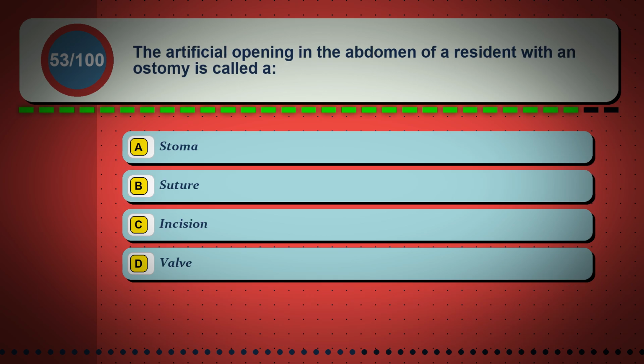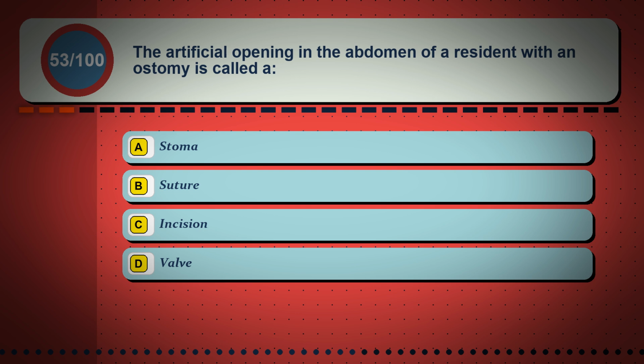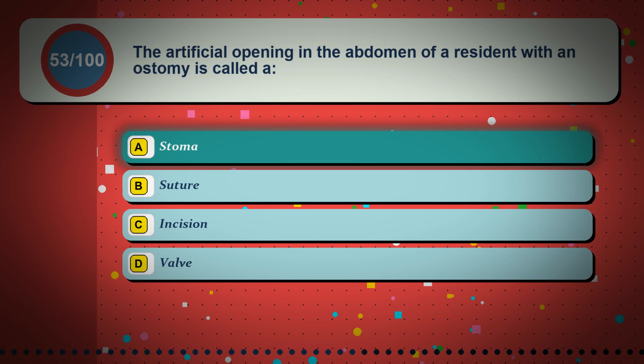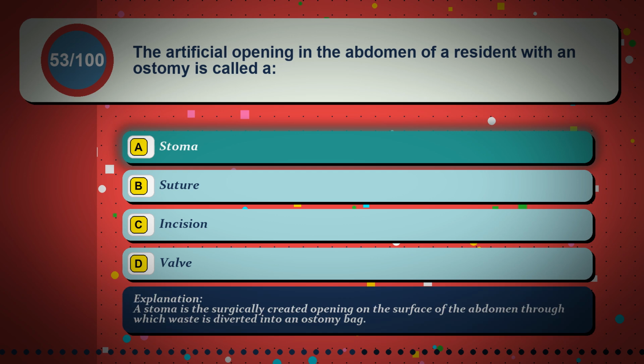Question 53. The artificial opening in the abdomen of a resident with an ostomy is called a: Option A, a stoma. Option B, suture. Option C, incision. Option D, a valve. The correct answer is option A, stoma. A stoma is the surgically created opening on the surface of the abdomen through which waste is diverted into an ostomy bag.